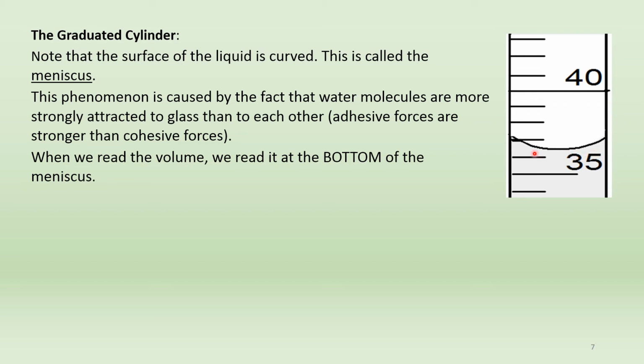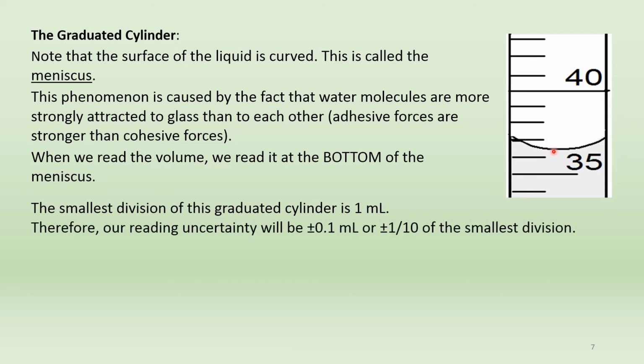We want to read a meniscus at the bottom of the meniscus, and we need the smallest division on this graduated cylinder. So notice this is 35, this is 40, 5 divisions, this is 36 and 37 and 38, so our smallest division is 1 milliliter. We would estimate this to be between 36 and 37 mils. We take our best estimate.